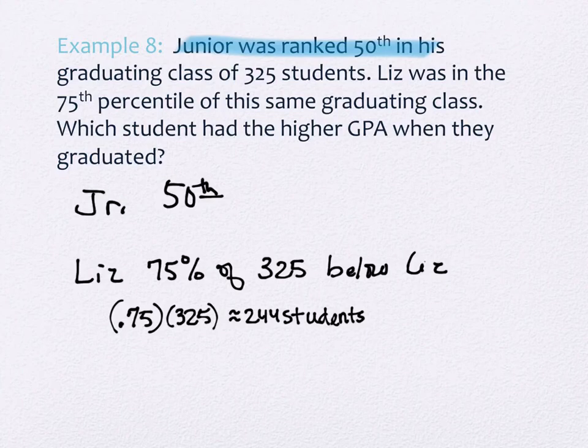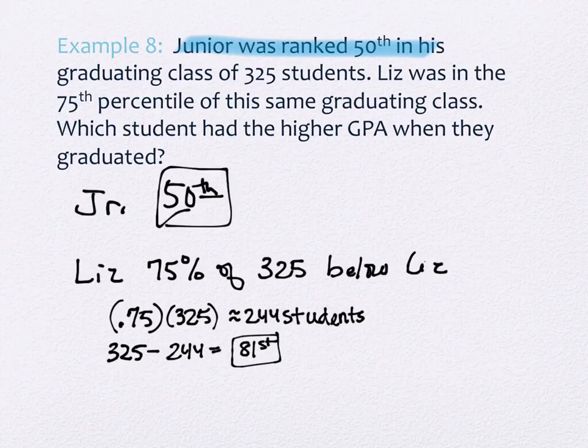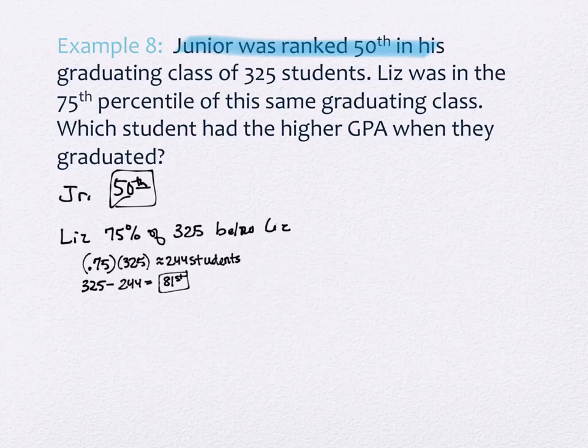So how can we figure out where Liz is? Right. There's 325 students total, including Liz, minus the 244 that are below Liz, and I would have 81. So Liz is 81st, right? Junior is 50th. Who has the higher GPA? Yeah. Junior has the higher GPA.